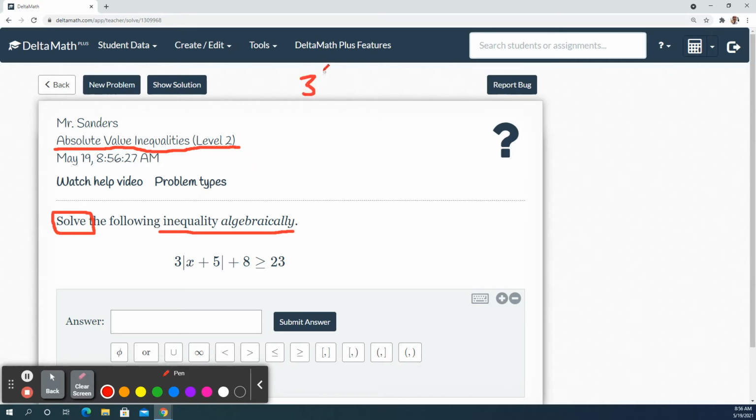So we have the problem 3 times the absolute value of x plus 5, plus 8, greater than or equal to 23. The technique we usually use here is that we change this to an equal sign and solve, which gives us the critical values. Once we have the critical values, we do some test points, and that will show us what's true and false. All right, so first, change to an equal sign.